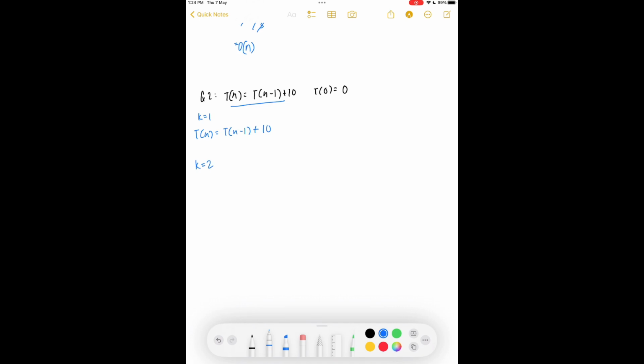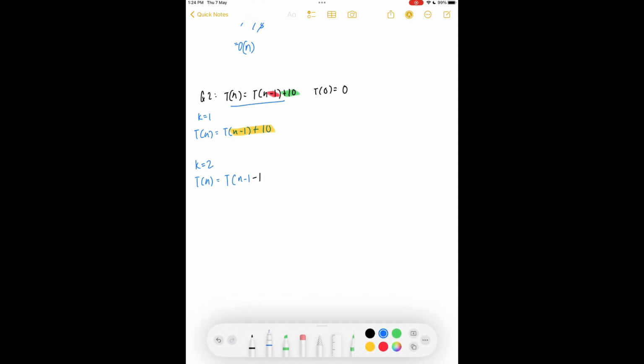What about the second round? Like I said earlier, we're going to take this whole thing and substitute it into here. This is why it is called the substitution method, because you are literally replacing the same value in every single round that you go. So I'm going to put T of n minus 1. In every single round, I have to minus 1, and in every single round, I have to plus 10. So what's going to happen here? I'm going to minus 1 again.